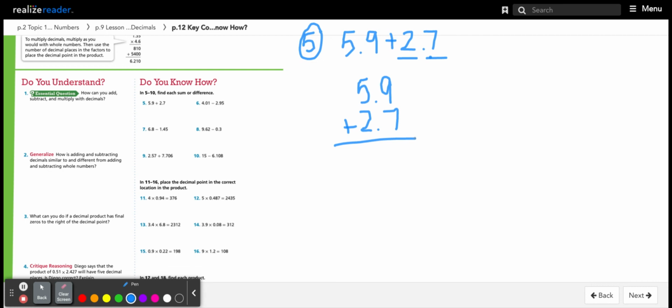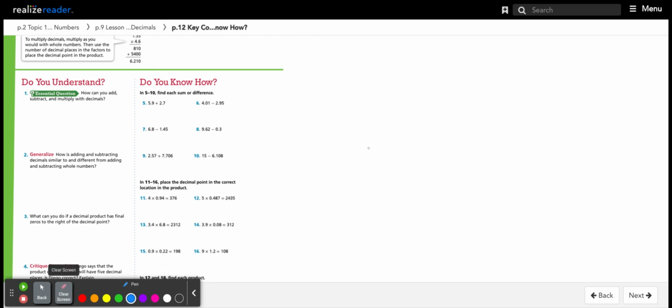So what is 5.9 plus 2.7? Well, 9 plus 7 is 16. Write down the 6, carry the 1. 5 plus 1 plus 2 is 8. So the answer is 8.6. Look at how nice and neat we have this written so that it's easy for us to follow. Next, let's try number 6, and then we will be done for our video.